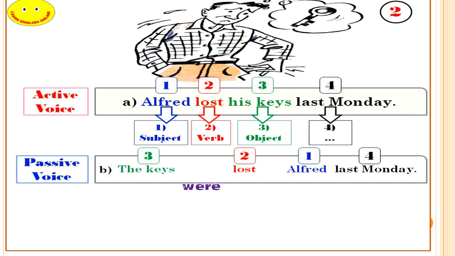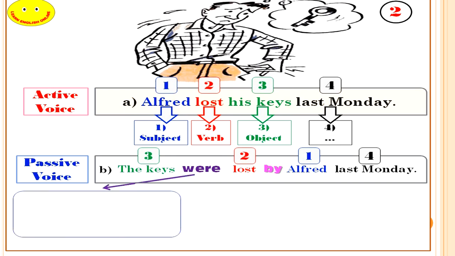Great. The keys were lost. And the second word, by Alfred, by. The keys were lost by Alfred last Monday. Now the sentence is in the passive voice. But we've got a new word. It is the word were.